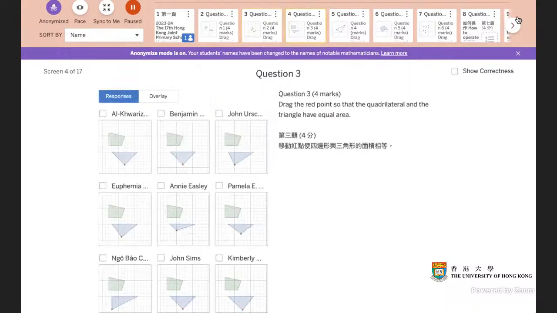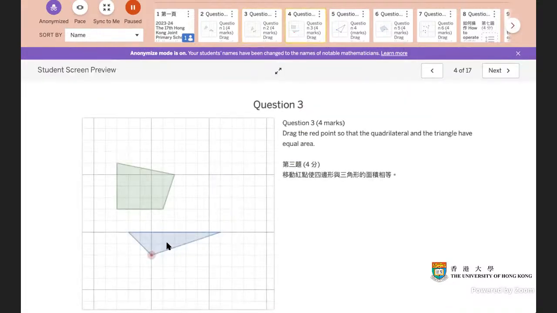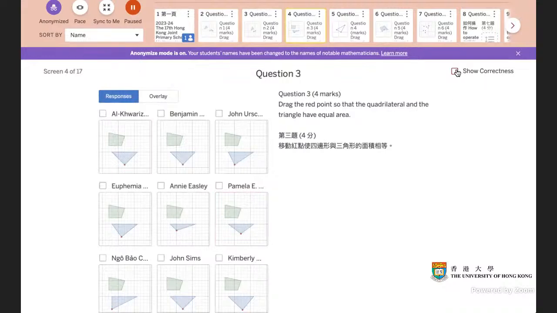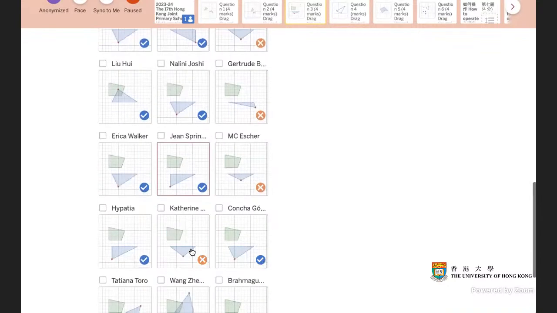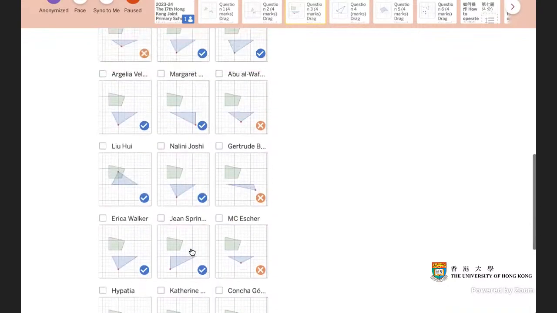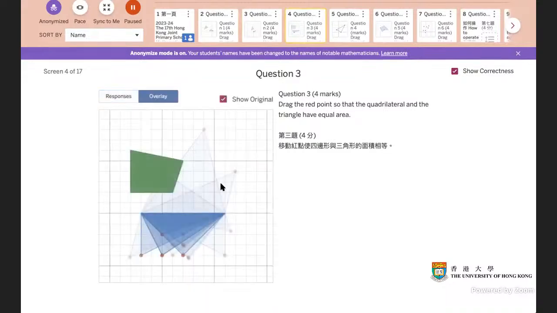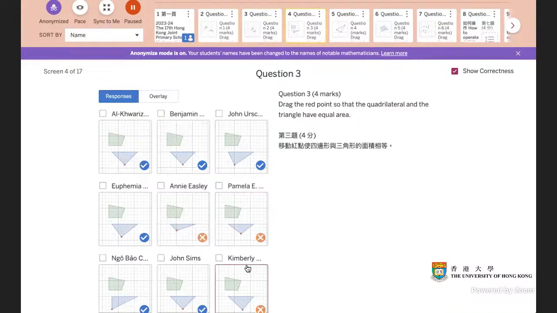How about question 3? Question 3 here, and you can find that they obviously cannot make the two shapes the same. So the students may be able to concentrate on the area this time. So let's see the result. Here is the teacher's view. And here you will find that the correct answers now are more than the previous one. So there are far more correct answers. And if you look at the overlay, you can see that the students can concentrate on finding the area which is the same as the quadrilateral. So this one is more successful among the students.